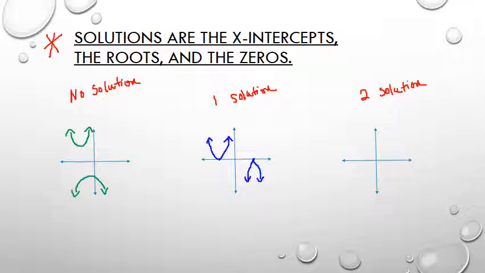Two solutions would be whenever you've got a parabola going up and it hits the x-axis in two spots, looking like that. Or it could also go down and it's hitting that x-axis in two spots. So those are our different types of solutions. No solution, one solution, and two solutions. Forgot that S there.